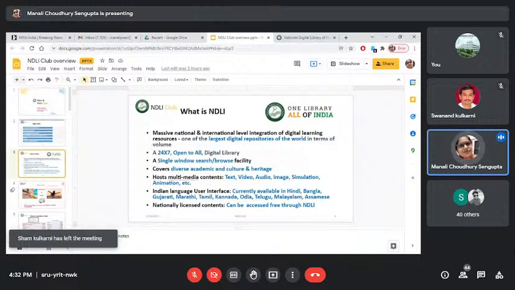And nationally licensed content can be accessed freely through NDLI, which means there are many contents available on the internet for which you have to pay a very high amount. But if you register yourself in NDLI, you can get that content freely, because the National Digital Library has its own license, right? So that is freely available.